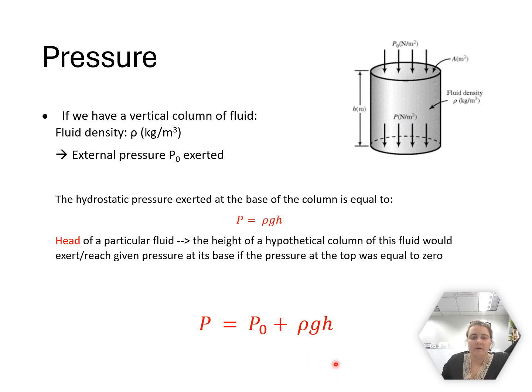Basically, what we're going to say is the pressure at the bottom of that specific surface down here is going to be whatever pressure is exerted at the top plus whatever hydrostatic pressure is exerted at the bottom. So the total pressure in many systems when we're talking about fluids is the external pressure plus the hydrostatic pressure.